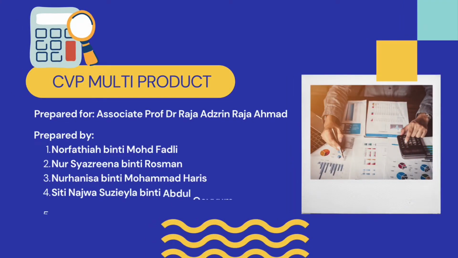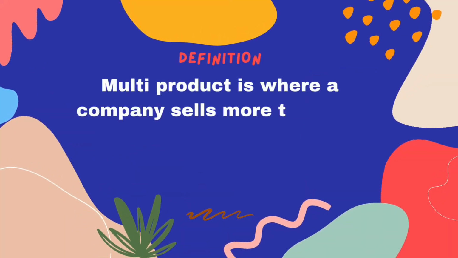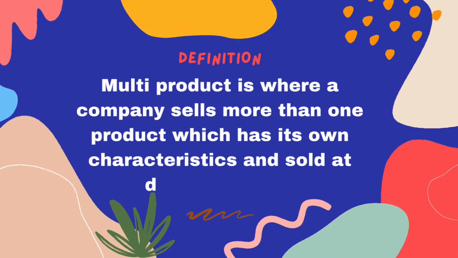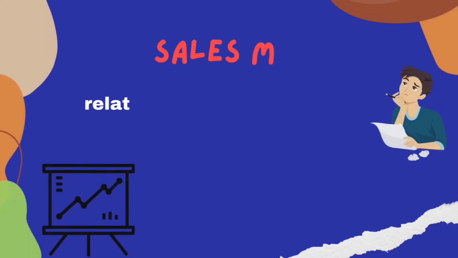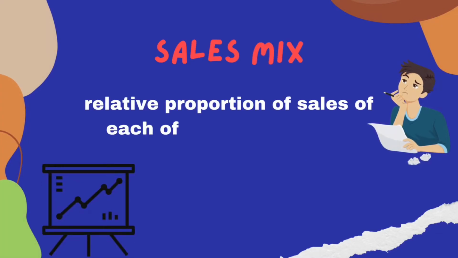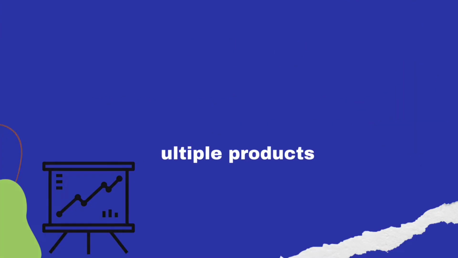Today we are going to present about CVP analysis for multi-product. First, the definition. Multi-product is where a company sells more than one product, which has its own characteristic and is sold at different prices. Firstly, in order to calculate BEP for multi-product, we need to know sales mix. Sales mix is the relative proportion of sales of each of an organization's multiple products.